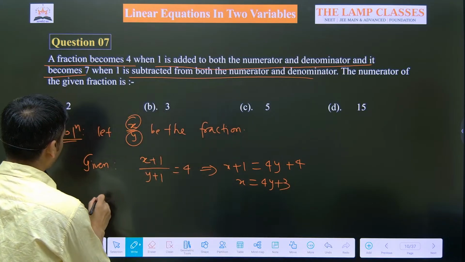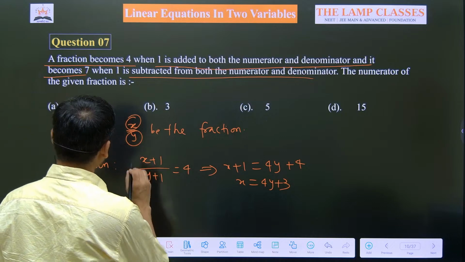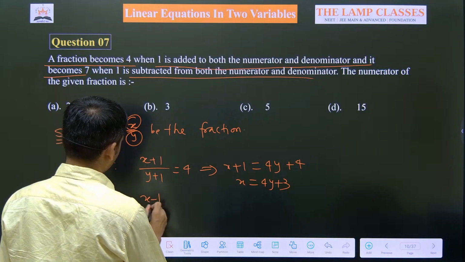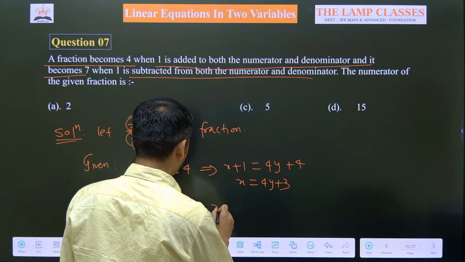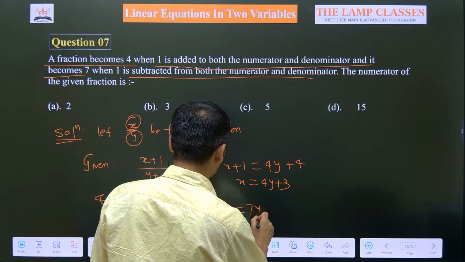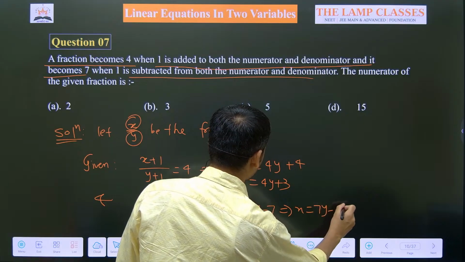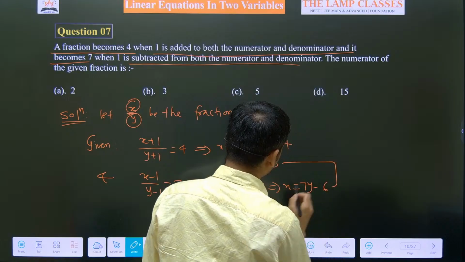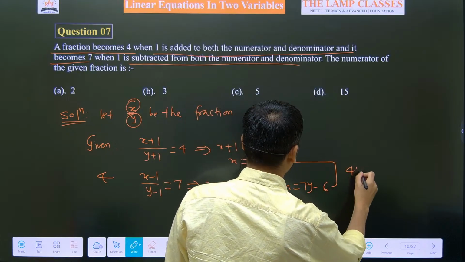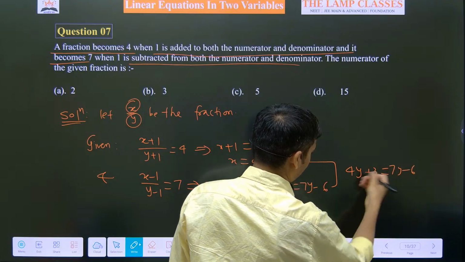And they have given one more piece of information. If 1 is subtracted from each of them, the fraction becomes 7. So x minus 1 upon y minus 1 is equal to 7. Do the same calculation: 7y minus 7. So x is actually 7y minus 6, right? Now equate both of these, since both of them are x. So we have got 4y plus 3 is equal to 7y minus 6.